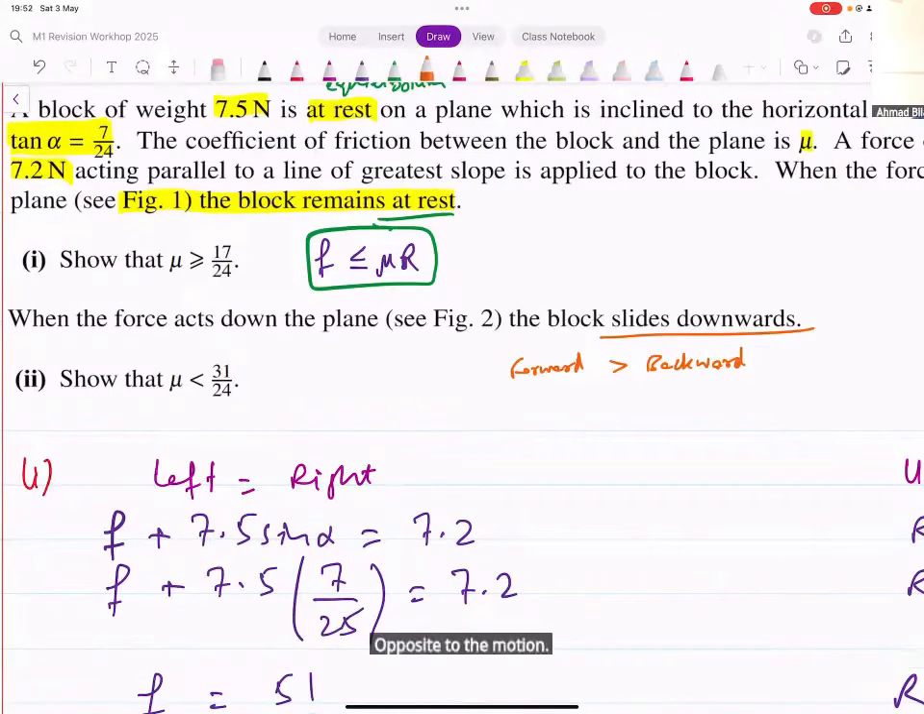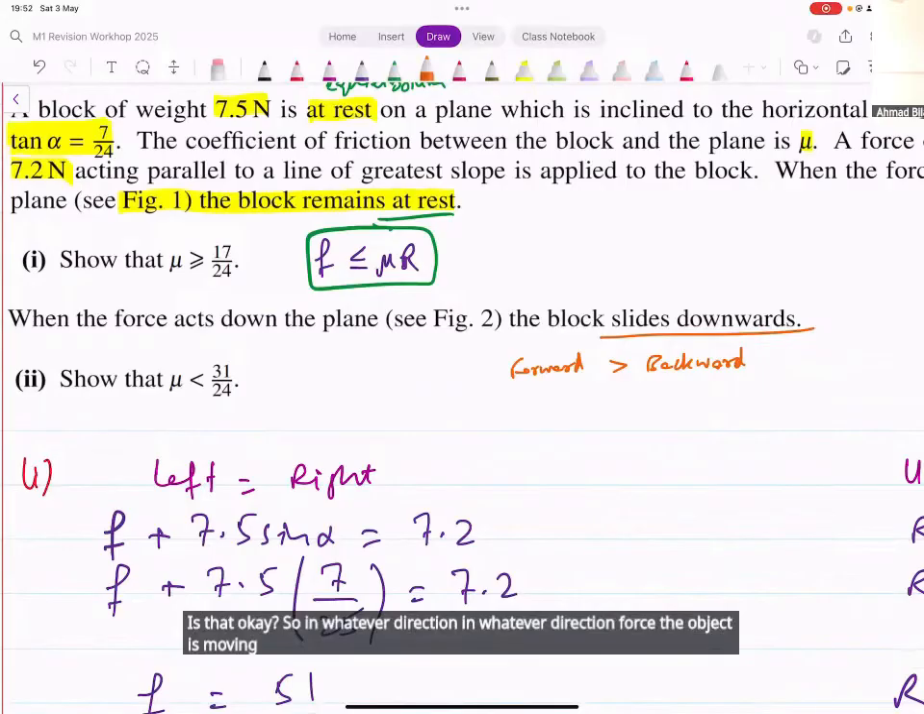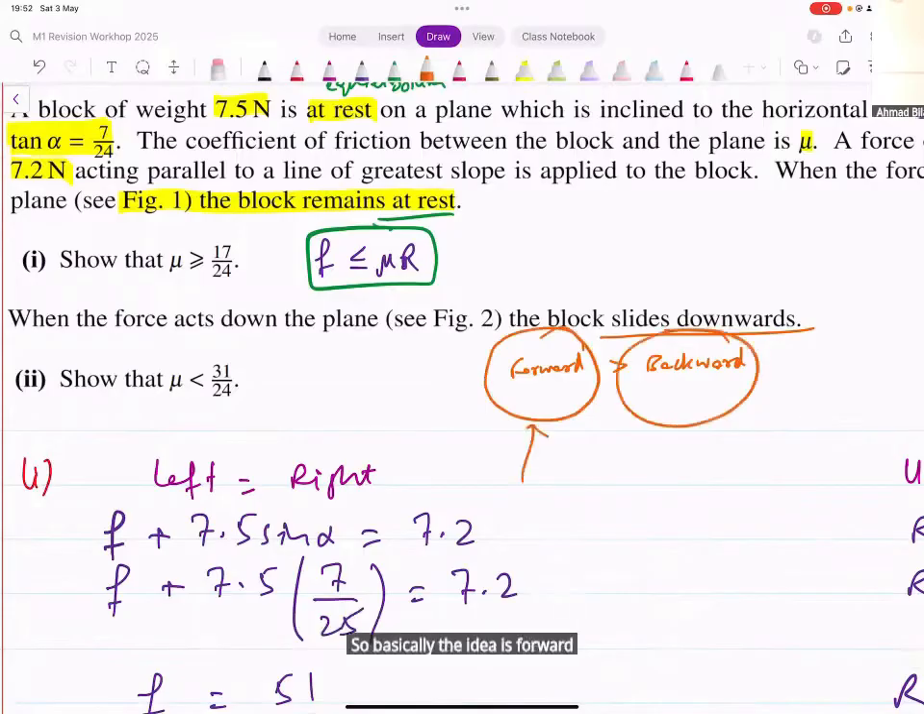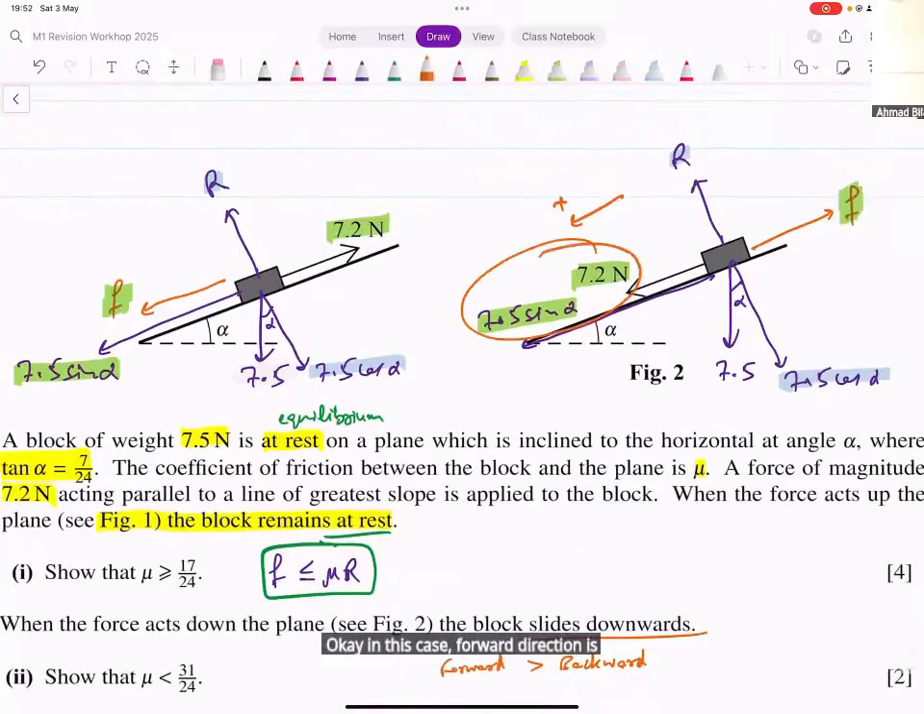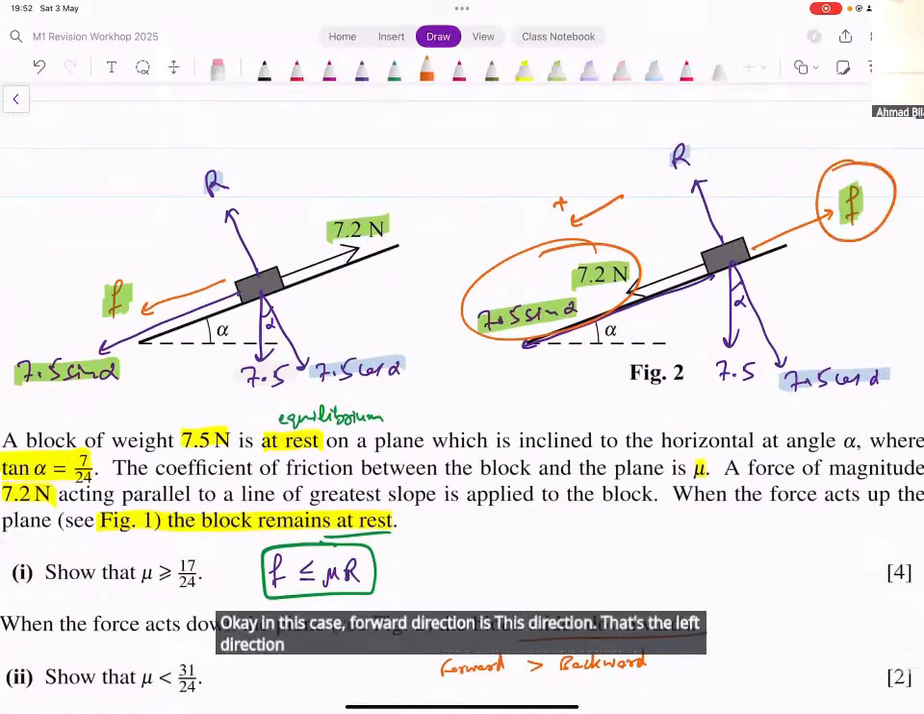Is that okay? So in whatever direction the object is moving, forces acting in that direction have to be greater than the forces acting in the opposite direction. So basically, the idea is forward forces have to be greater than backward forces. In this case, the forward direction is the left direction. That has to be greater than this direction. And that gives us the other inequality.